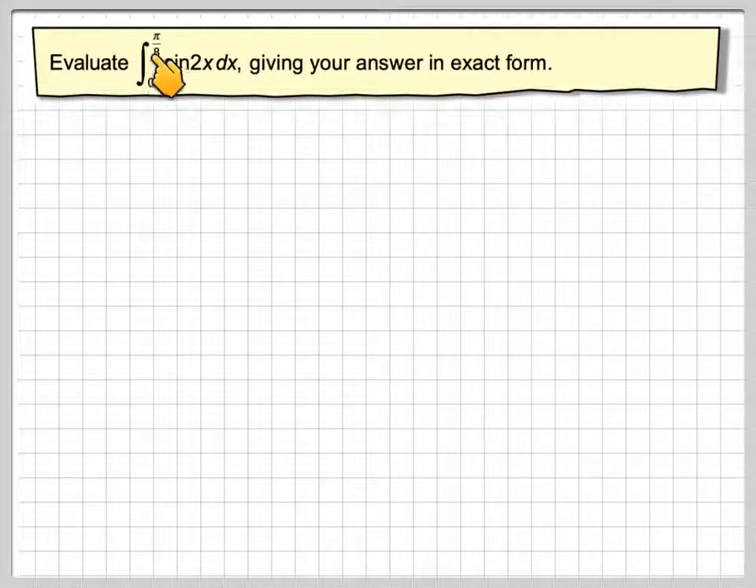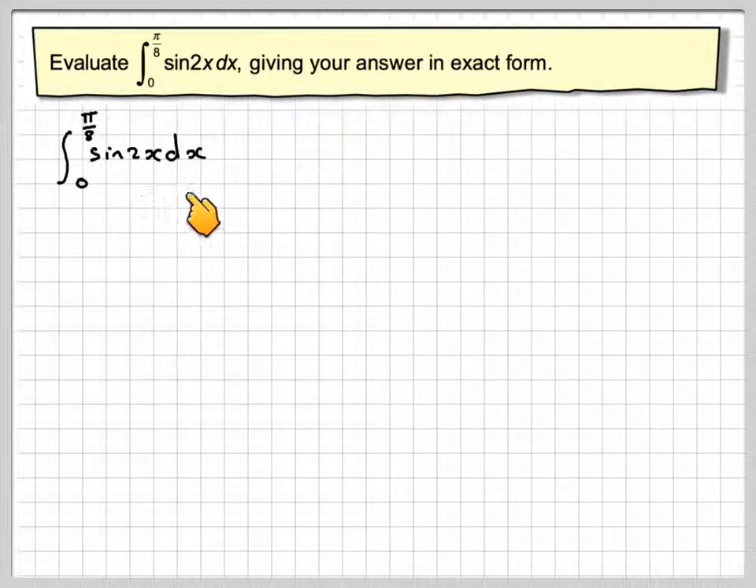Evaluate the integral from 0 to pi by 8 of sine 2x dx, giving your answers in exact form. So we've got sine 2x dx from 0 to pi by 2.